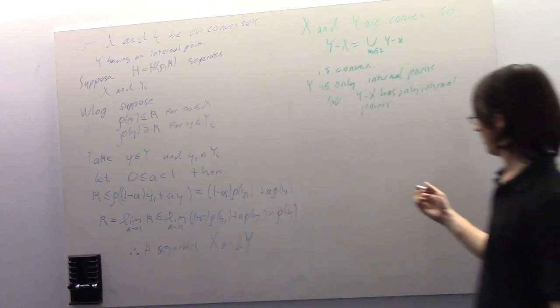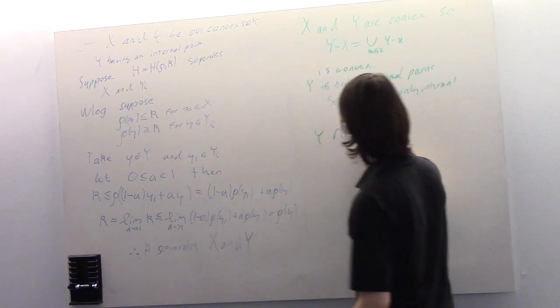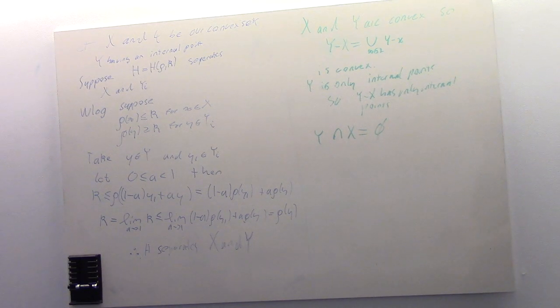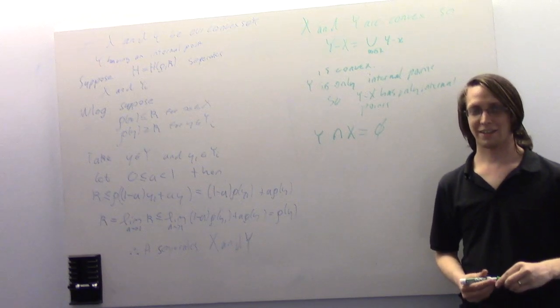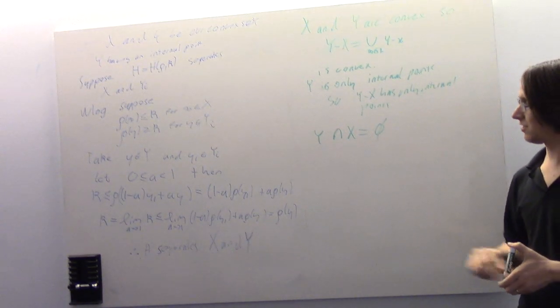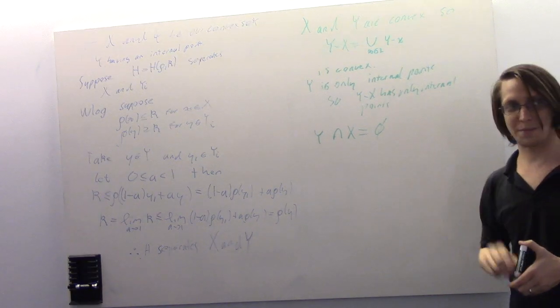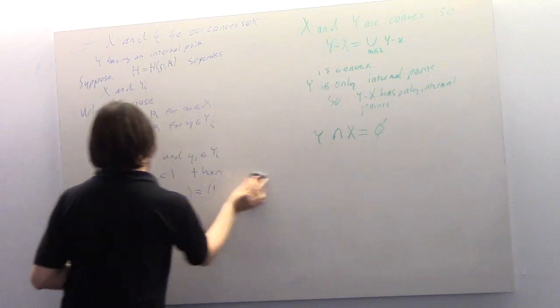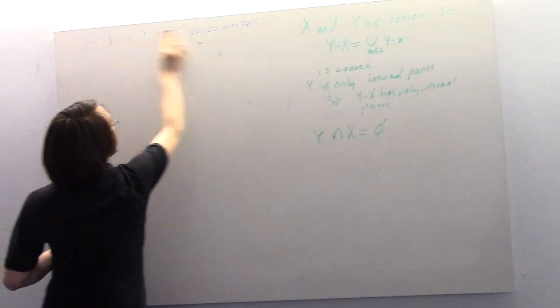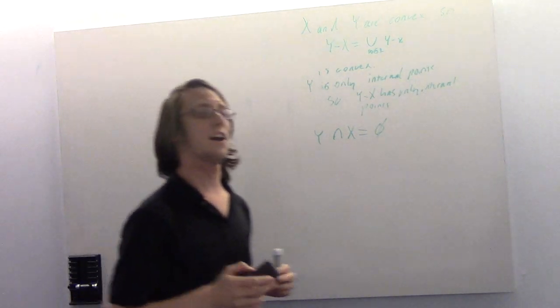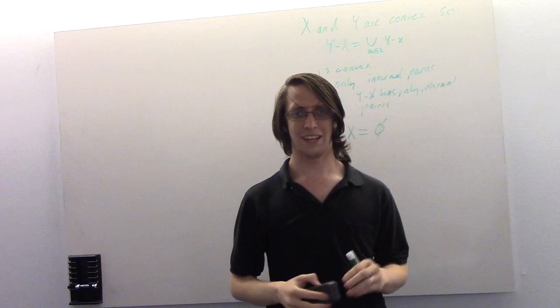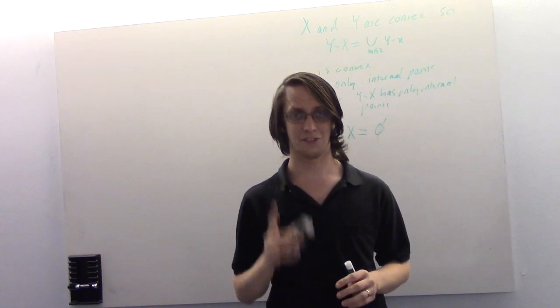Okay, y intersect x equals the empty set. This was one of our assumptions. So now we're going to try and make the biggest subset of our vector space with these properties. What do I mean by that? Let's look. Now, I told you the Hahn-Banach theorem is one of the most important theorems. And the tool we're about to use is one of the most common tools in this subject. So watch closely.